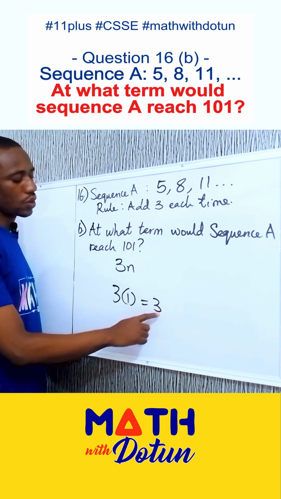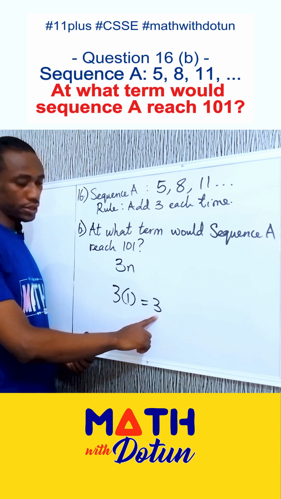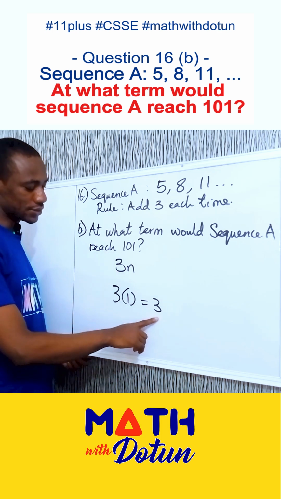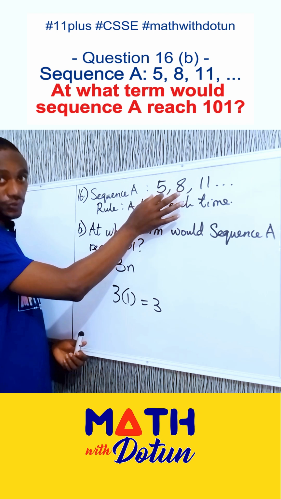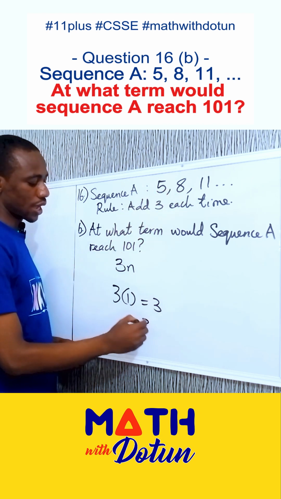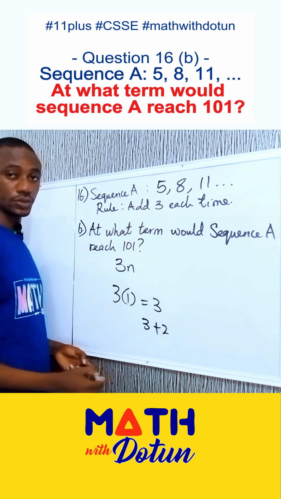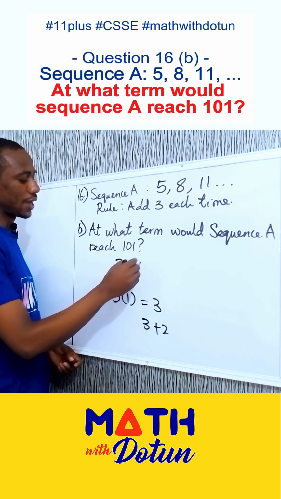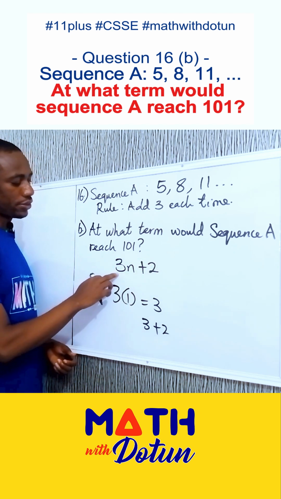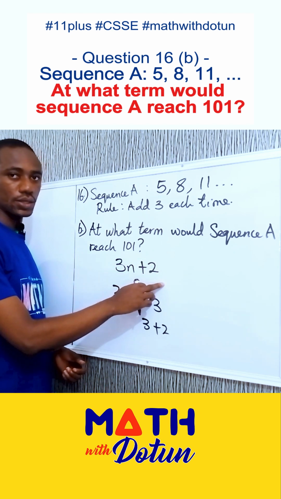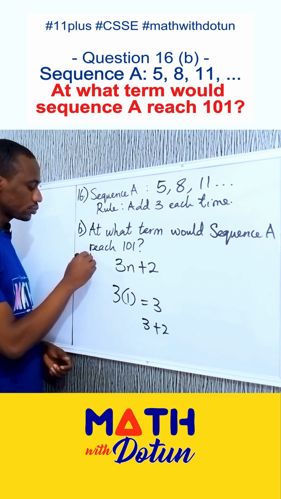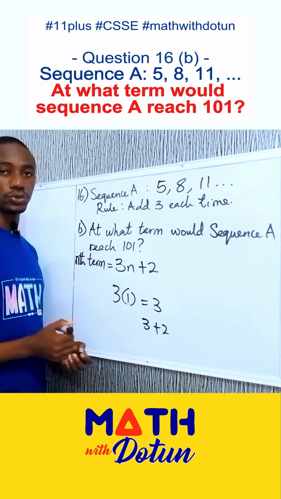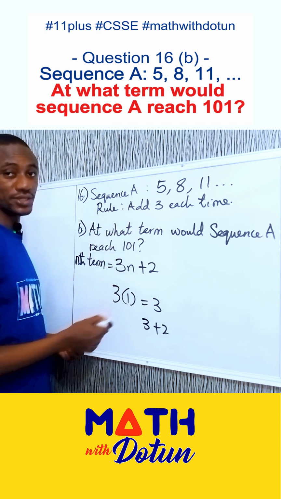Then you're going to check what adjustment are we going to do to 3? What do we add to it or subtract from it to give us 5? Right, you're correct. So that means we'll need to add 2 to make it 5. So our nth term will be 3n plus 2. That is the nth term rule. The nth term rule will be 3n plus 2 for this sequence.